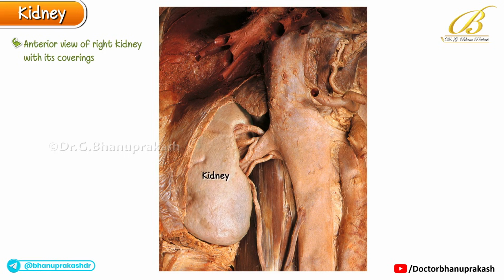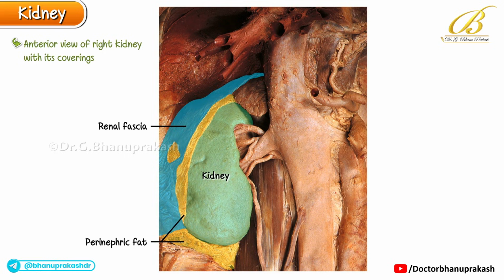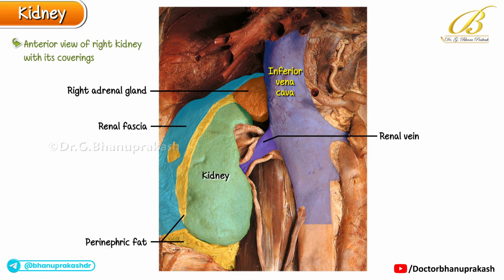The kidney is enclosed by the renal fascia and perinephric fat, both of which have been cut to reveal the underlying structures. At the upper pole of the right kidney, the right adrenal gland is visible. From the hilum of the kidney, the renal vein drains directly into the inferior vena cava, while the renal artery arises from the abdominal aorta.